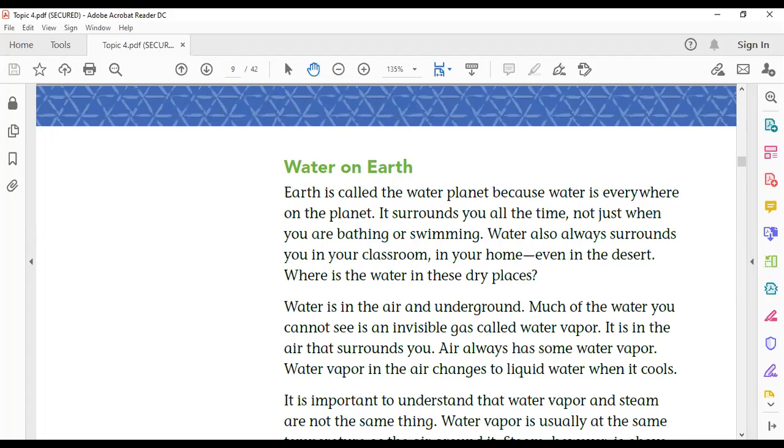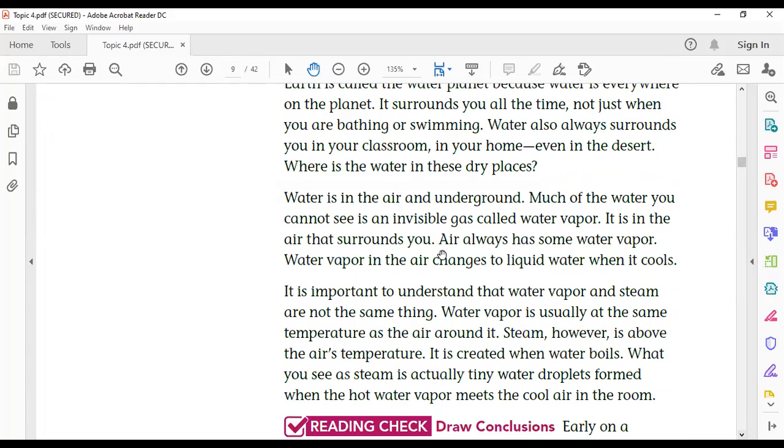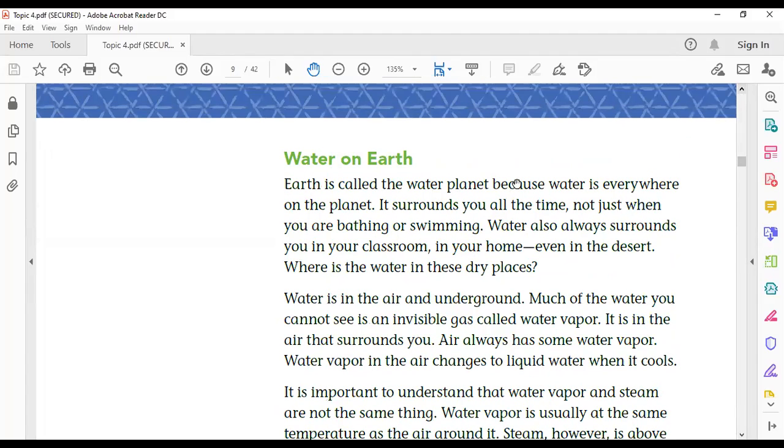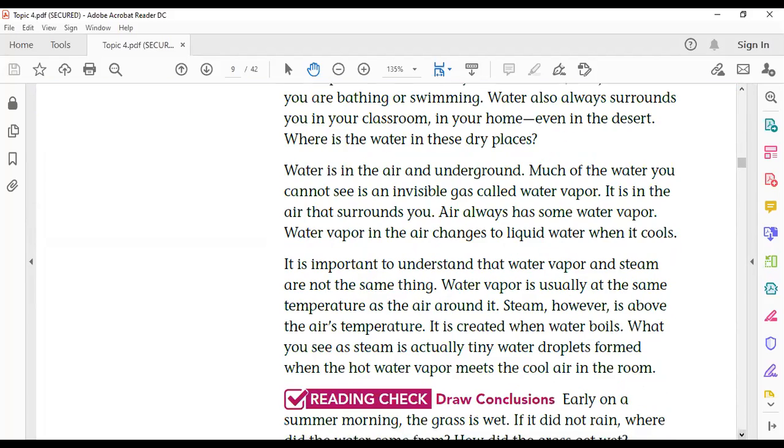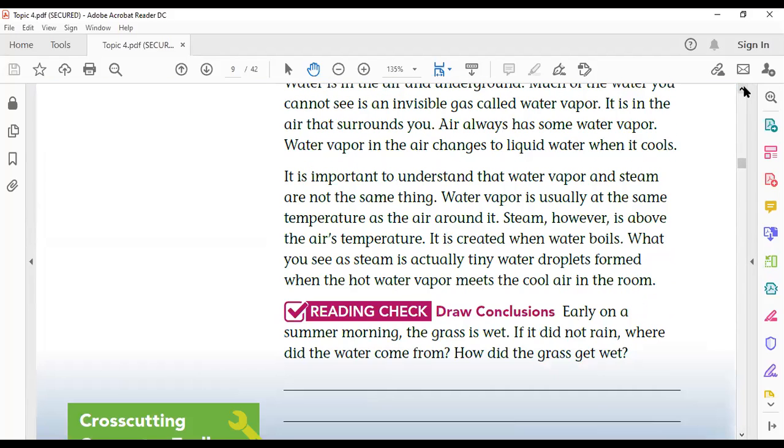That means because water is in the air, in the groundwater, under the ground, and everywhere, the planet Earth is called the water planet, because most of Earth is covered with water.